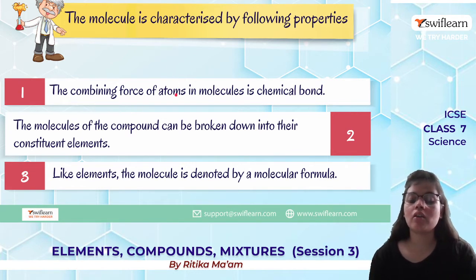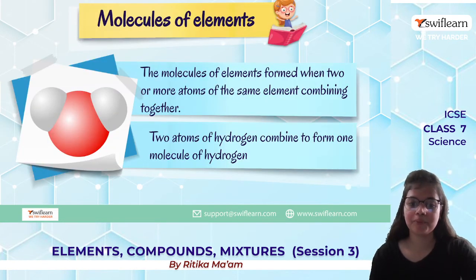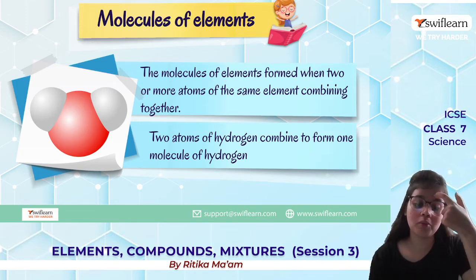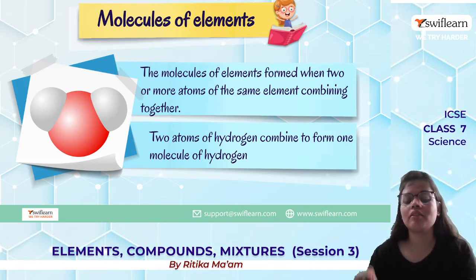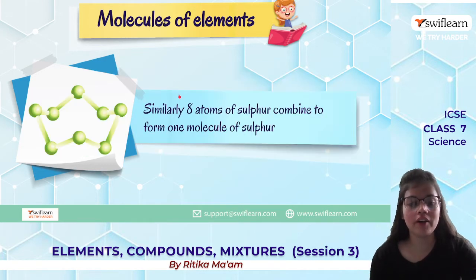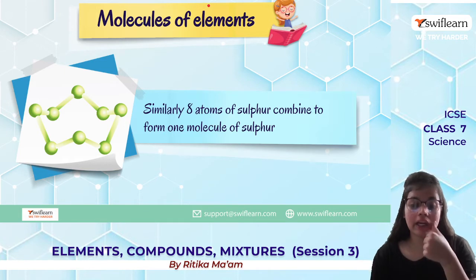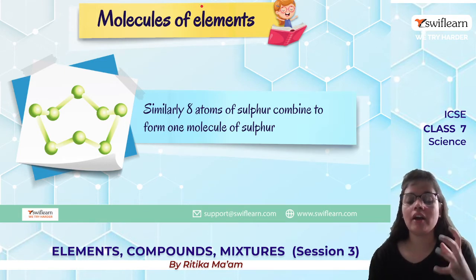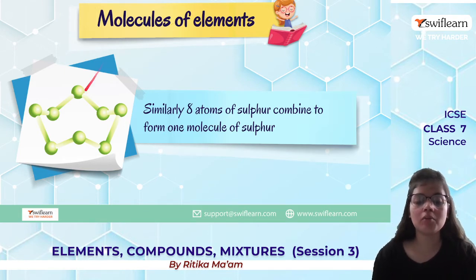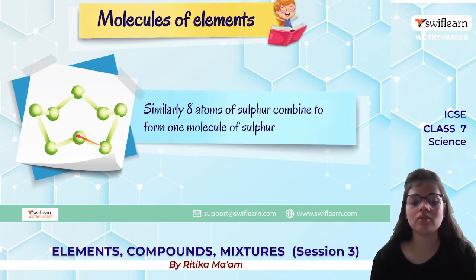And molecules are also represented by a molecular formula like atoms, and let us see how. A molecule is formed when two or more atoms of the same element combine together. For example, if I talk about a hydrogen molecule, two atoms of hydrogen combine to form one molecule of hydrogen. Talking about sulfur, in a sulfur molecule there are 8 atoms of sulfur which come together and form one molecule, and the sulfur molecule has a crown-like structure, as you can see here.